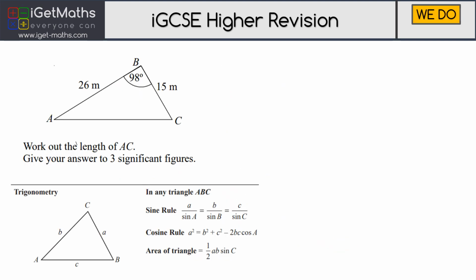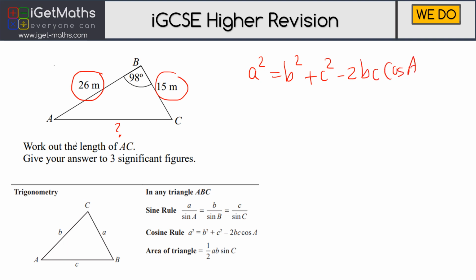Work out the length of AC. Give your answer to 3 significant figures. So remember, you'll have your formula sheet at the front of the exam. What we want to try to use here is the cosine rule, and we know that because you're going to have this side, and we need to find AC, which is this side. So we've got 3 sides involved and the angle. So we've got a squared equals b squared plus c squared minus 2bc cos A. And we're just going to substitute those values in.